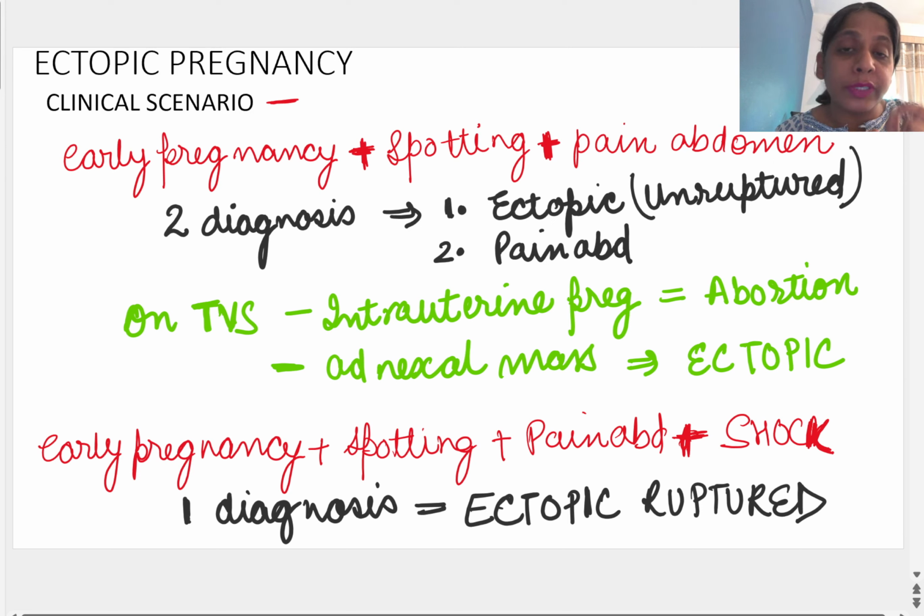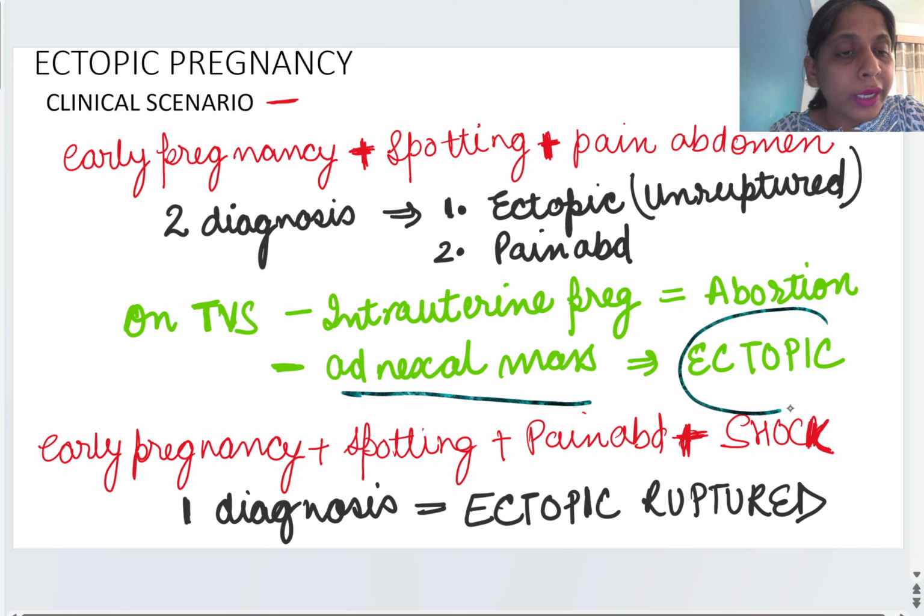By transvaginal ultrasound or by examination. Okay, on the transvaginal ultrasound, if it is intrauterine pregnancy, it means it is a case of abortion, and if there is an adnexal mass, then it means that it is a case of ectopic. Okay, got it. Okay, now if the ectopic ruptures, then what happens?